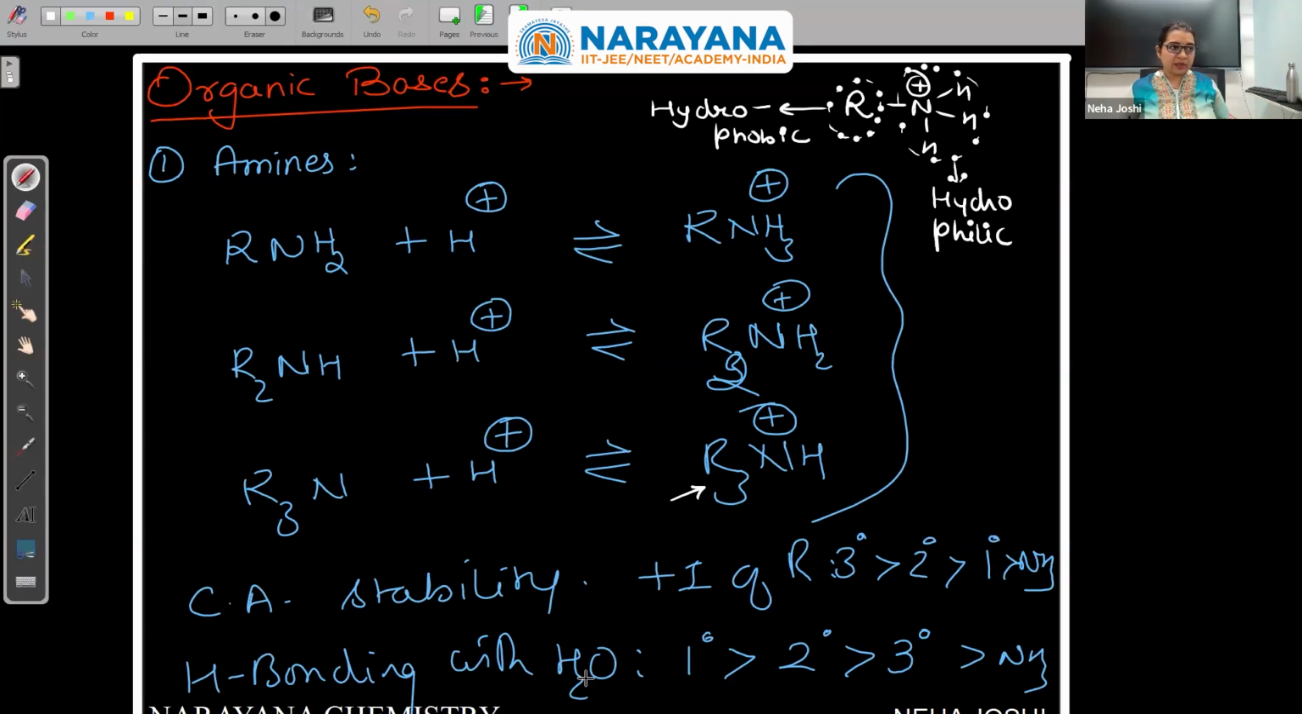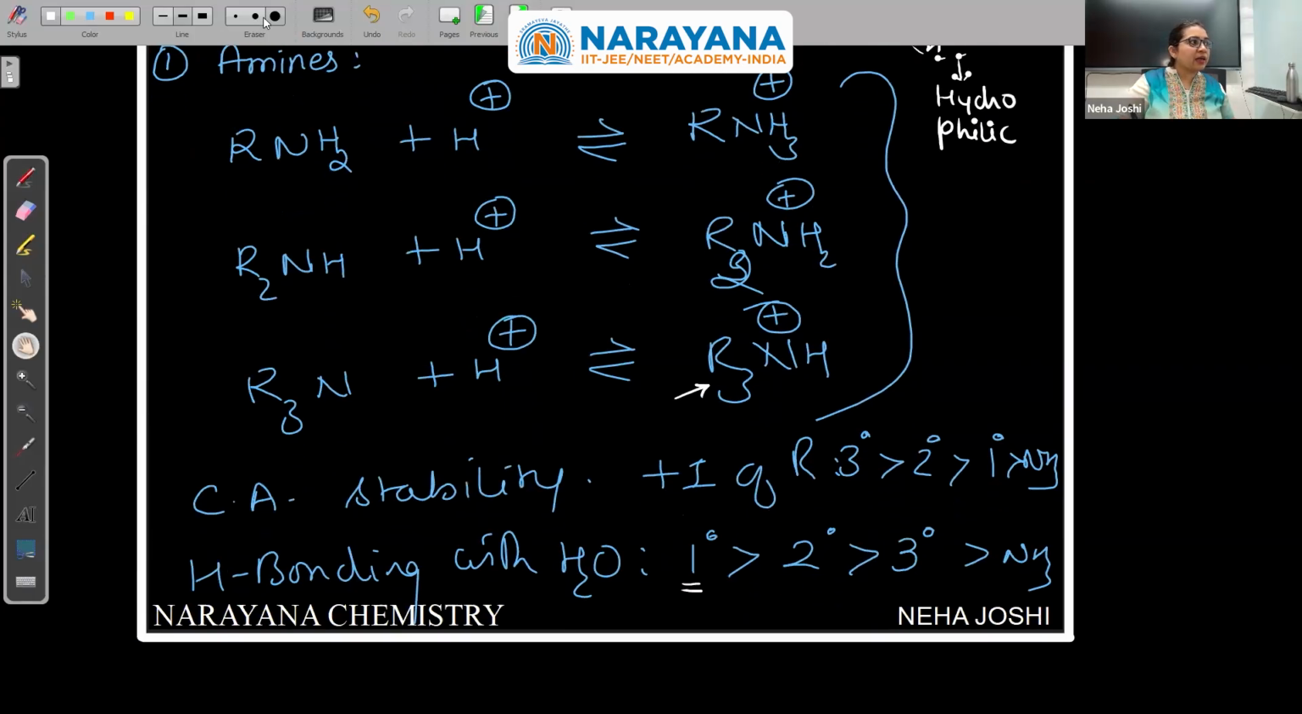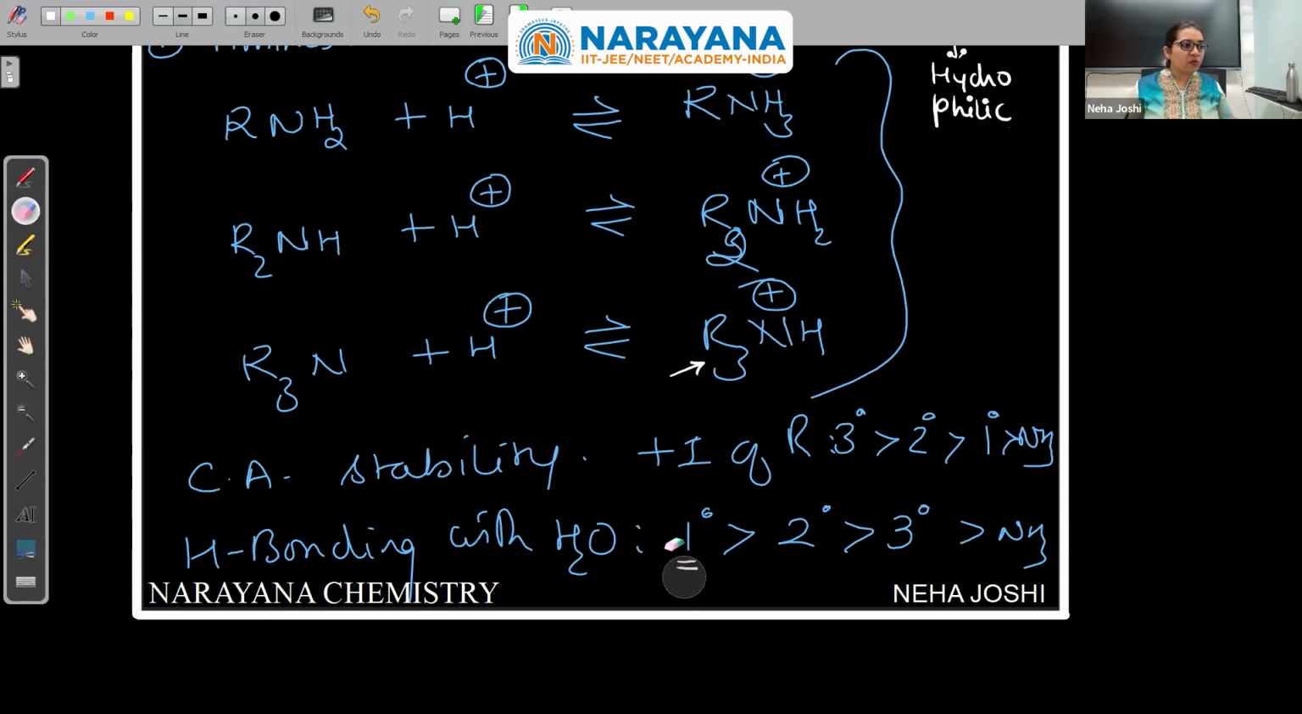So H bonding will support 1 degree amine as better dissolved. Dissolved means solvation energy is released, hydration energy is released. So that will support the forward equilibrium, is a better terminology. So for the solvation factor with water, 1 degree amine is better than 2 degree, than 3 degree. Now you may say, what about ammonia? Ammonia still is not that strong, because overall we need a combination of both plus I and H bonding.